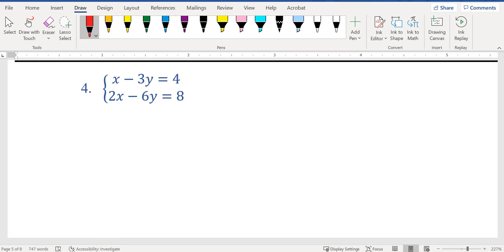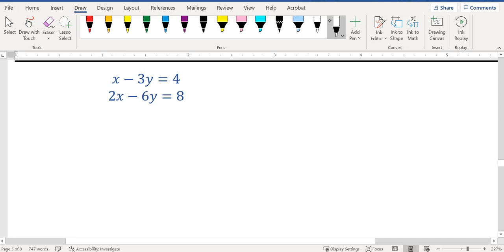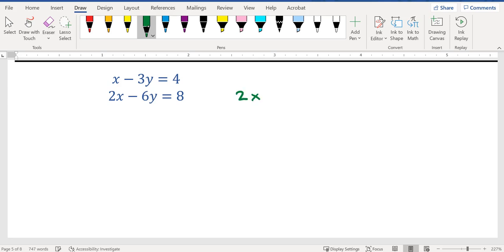Okay, one last example with solving by elimination. If your problem looks different than number 4, go ahead and fix it. I'm going to choose to eliminate the y's this time on number 4. If I eliminate the y's, I need to get a negative 6 and a positive 6 because the least common multiple between 3 and 6 is 6. That second equation is good as is. 2x minus 6y equals 8.